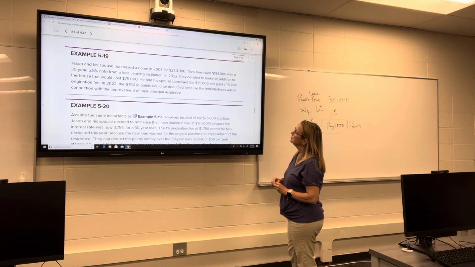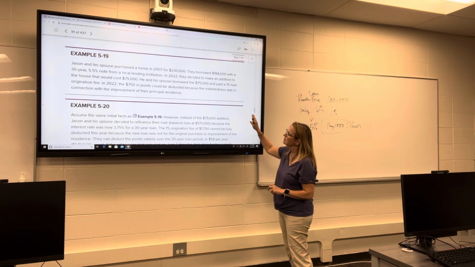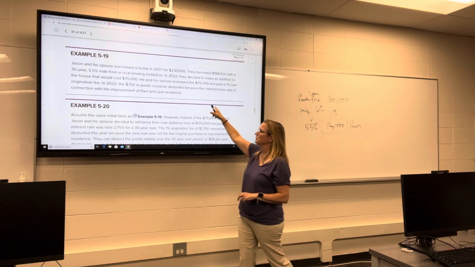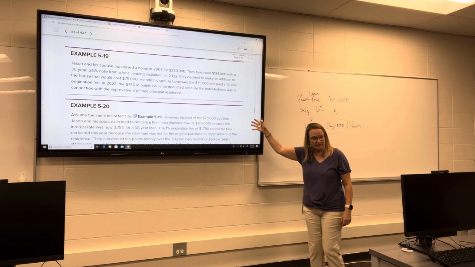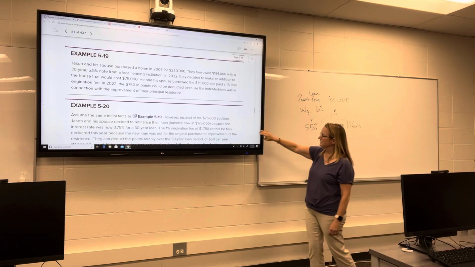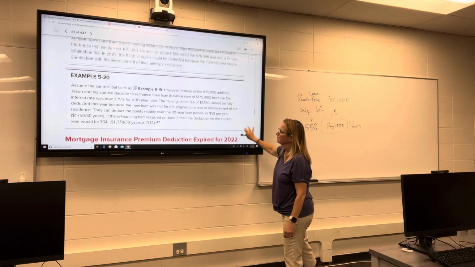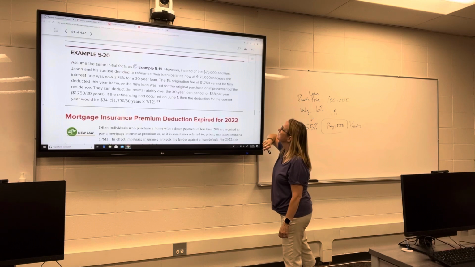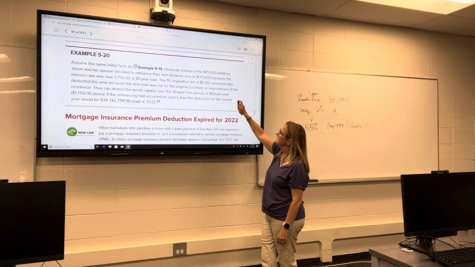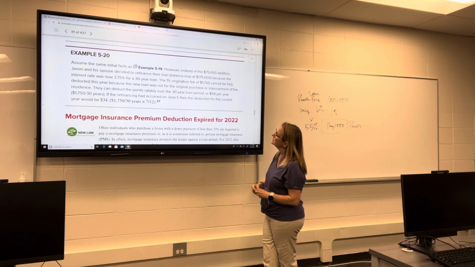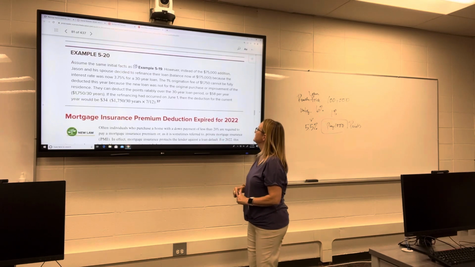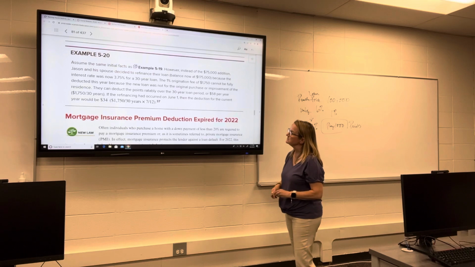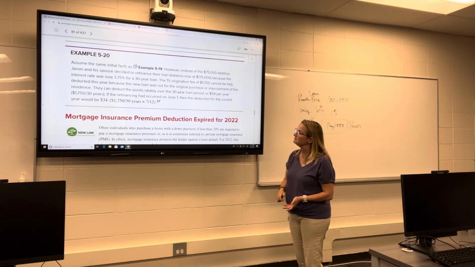The $750 could be deducted as long as it was in connection with the improvement of their principal residence. So in that case, it was a home equity loan or a home equity line of credit. So here, same facts. Instead of the $75,000 addition, they decided to refinance their loan. Balance now at $175,000 because the interest rate was now 3.75%.